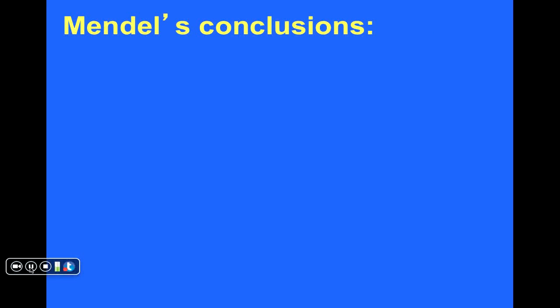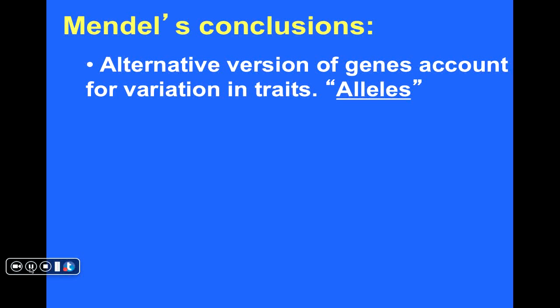So, in essence, he made the following conclusions. He rationalized and figured, well, again, keep in mind, this is the 1800s. This is before he knew about DNA and the structure of DNA and genes and so forth. But he basically said, well, there must be alternate versions of these things we'll call genes. Again, not really knowing what these things were, but alternate versions of genes account for this variation in traits that he was observing. These different versions of genes we simply call alleles.